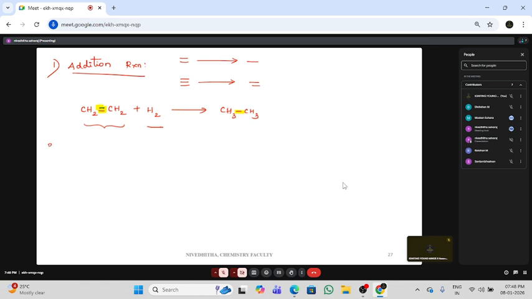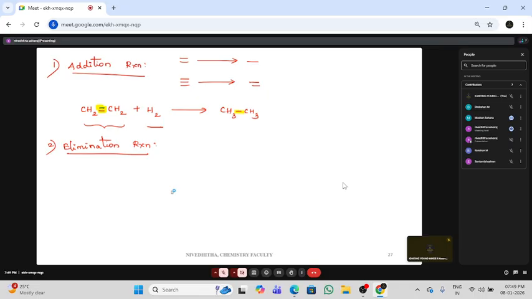Second one is elimination reaction. It is just the opposite of addition reaction, Kana. Could you please tell me what is elimination reaction? As I told you already, it is just the opposite of addition reaction. So what will happen in elimination reaction? The compound breaks into two compounds, ma'am. Not exactly. If the compound is broken into smaller ones, then that is called a decomposition reaction.